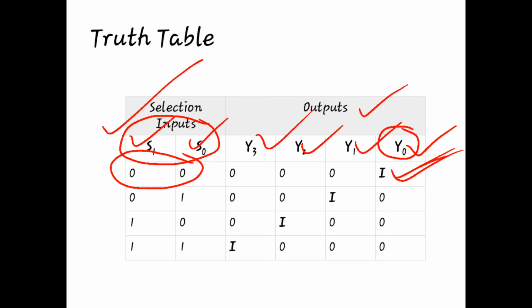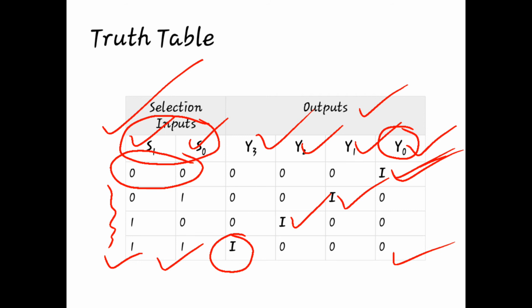Similarly, if we talk about this row, that is the last one, when both the select lines are high, then the Y3 output is selected for sending input I. And these are the two combinations which will give an idea of how the output lines Y1 and Y2 are going to be selected for sending the input I.